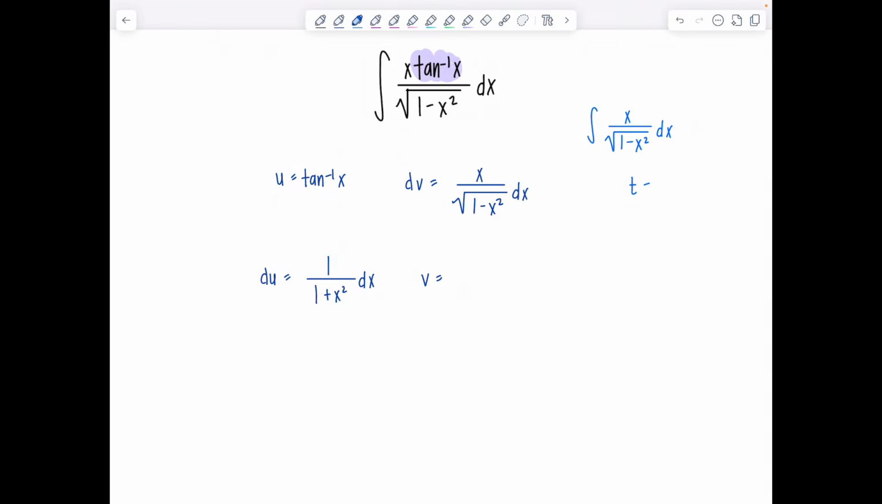Let's let t be the quantity underneath the radical. It's called the radicand. And then differentiating, dt would be negative 2x dx. Do I see that? I sure do. All I have is x dx, no problem. Move that negative 2 over, so now negative 1/2 dt is x dx. And now I'm ready to rewrite my entire integral, all in terms of the new variable t.